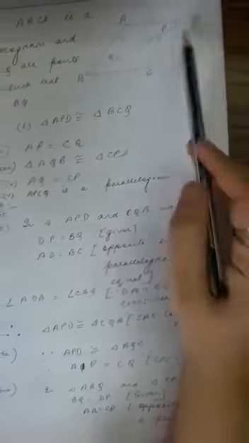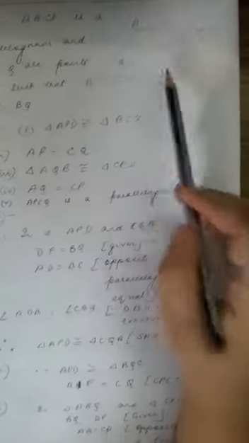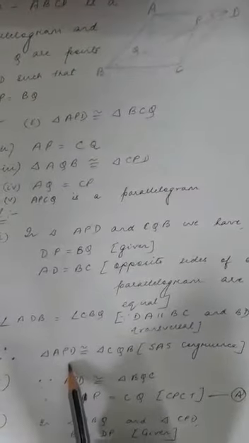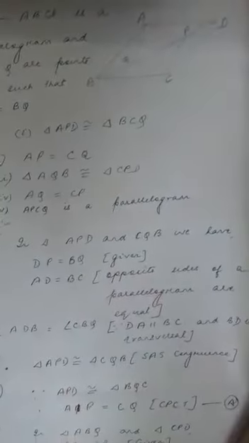CBQ, because DA is parallel to BC and here the transversal is BD. So we can say from SAS congruency that triangle APD is congruent to triangle BQC. Now since these two triangles are congruent, therefore I can say that AP is equal to CQ, by CPCT.